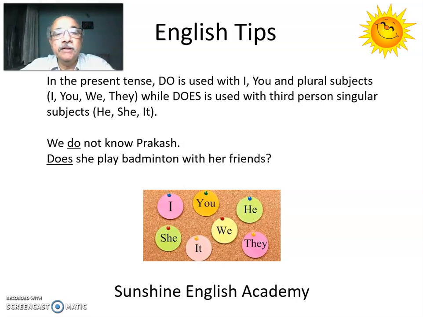Let's look at our examples. We do not know Prakash. Here the subject is first person plural, hence we use the verb do. The next sentence, does she play badminton with her friends? Here the subject is third person singular, hence we use the helping verb does.